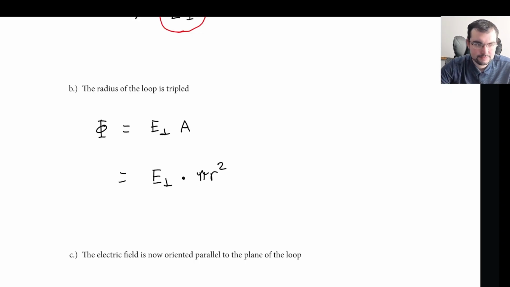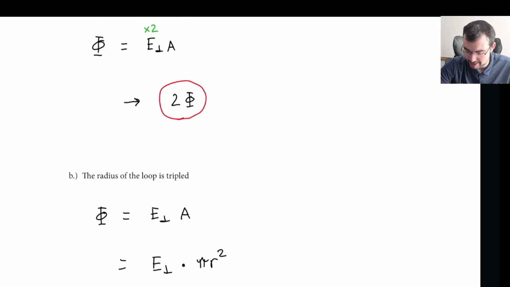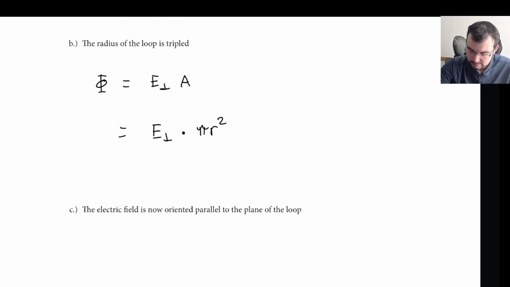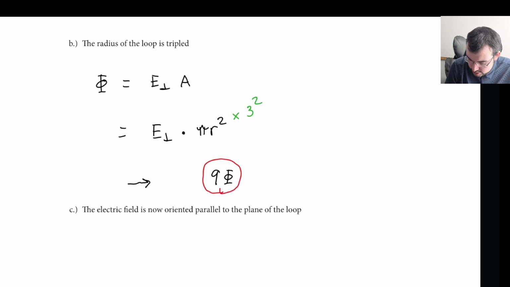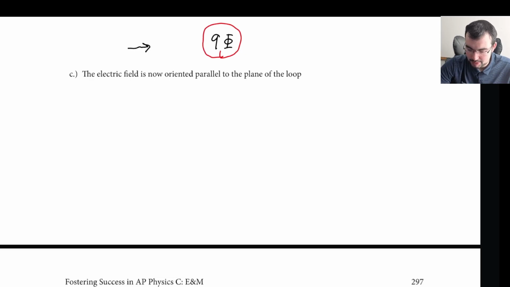So a good rule here is, again, remember that area is quadratic with respect to length. So if I'm tripling the radius, that means I'm tripling the thing that gets squared. So my flux actually goes up by a factor of 9. Because by tripling that radius, you're tripling both dimensions of the loop. So you get 3 times 3 the amount of area to pierce.